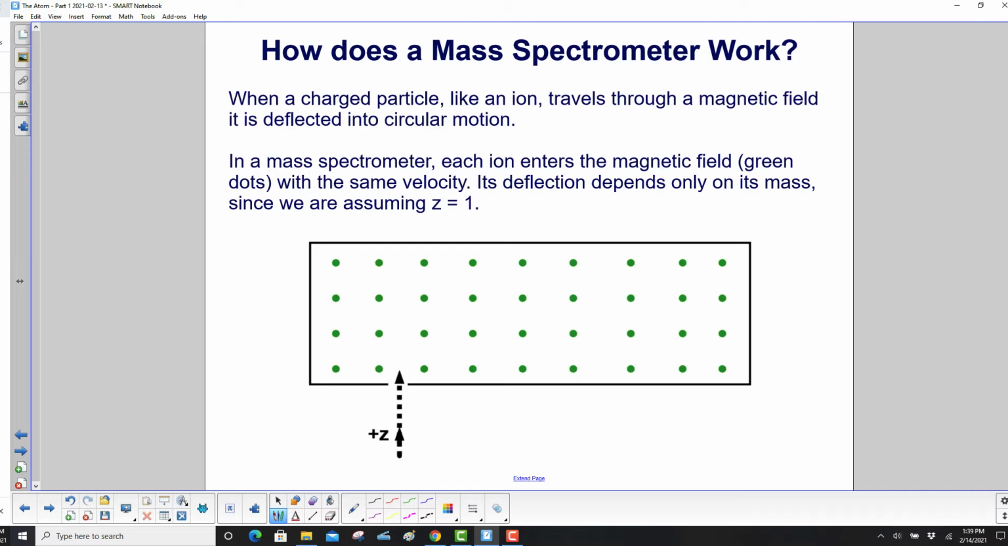When a charged particle, like an ion, shown down here, travels through a magnetic field, it is deflected into circular motion. In a mass spectrometer, each ion enters the magnetic field, and the green dots tell you the direction the magnetic field is coming out of the page. They each enter the field with the same velocity, so their deflection depends only on their mass, since we are assuming z is equal to 1.